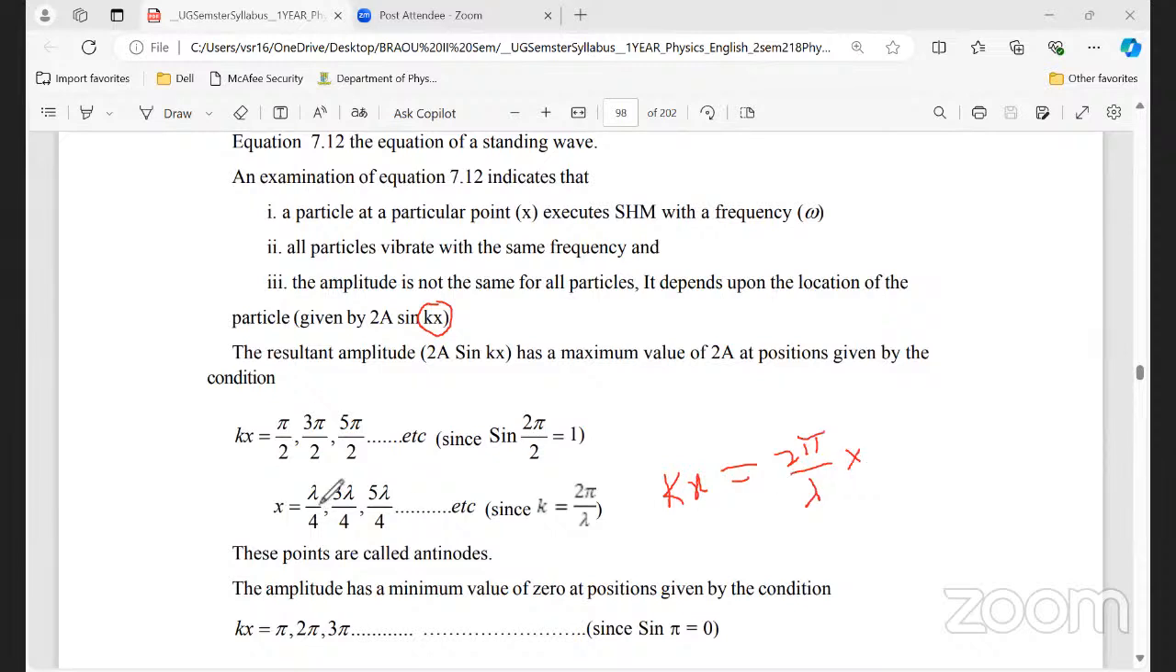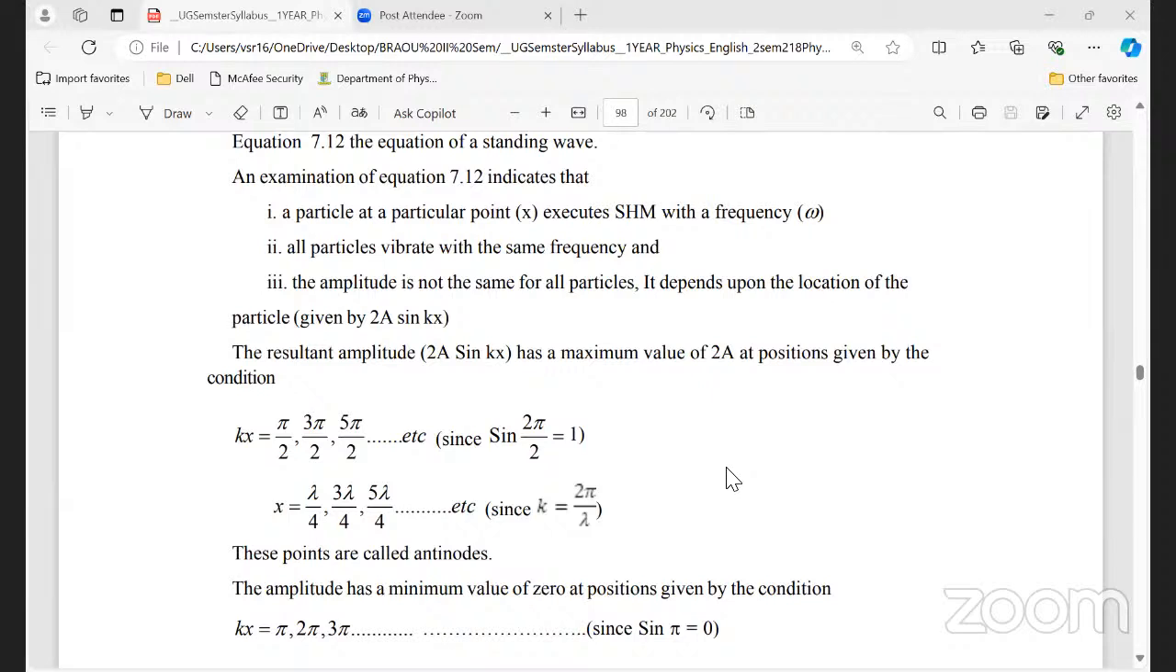Let us assume that the x value is considered as lambda by 4. Lambda gets cancelled, and 2 times one fourth gives pi by 2. What is the sine of pi by 2? Sine pi by 2 is 1. Getting my point? Only one example. Like that, 3 lambda by 4 and so on, all these values will come in the form of sine pi by 2 only.